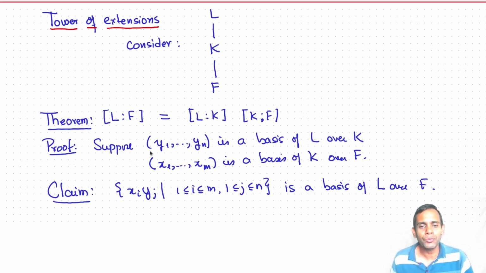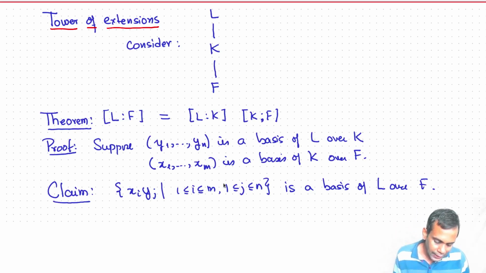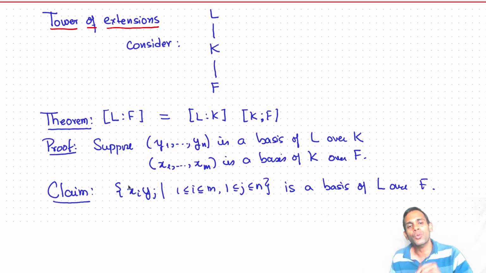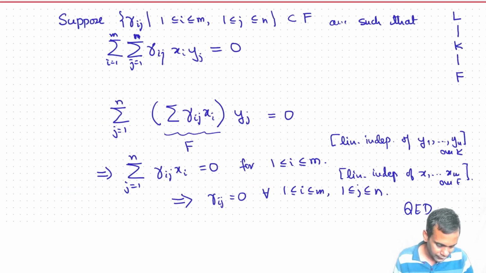And the same proof goes through, except that instead of finite bases, you may have to take infinite or maybe even uncountable bases, and you would still have this basis of L over F, which would be infinite. And so this theorem also holds in the case of infinite extensions. Now, it's a simple theorem, and the proof, as you saw, was not very difficult, but it has some very interesting consequences.